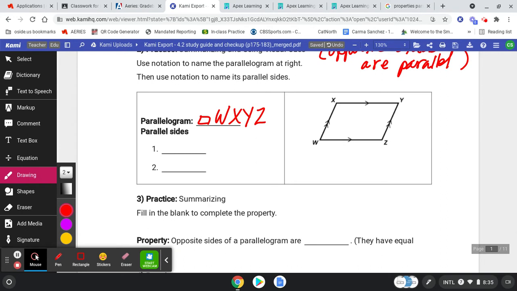And then what are the parallel sides of this quadrilateral? We're going to say that WZ, see that bottom side there? Side length WZ is parallel to side length XY. Notice that I went left to right on the bottom side, so I went left to right on the top side. And then what else do we know about this image? We know that side length WX is parallel to side length ZY.